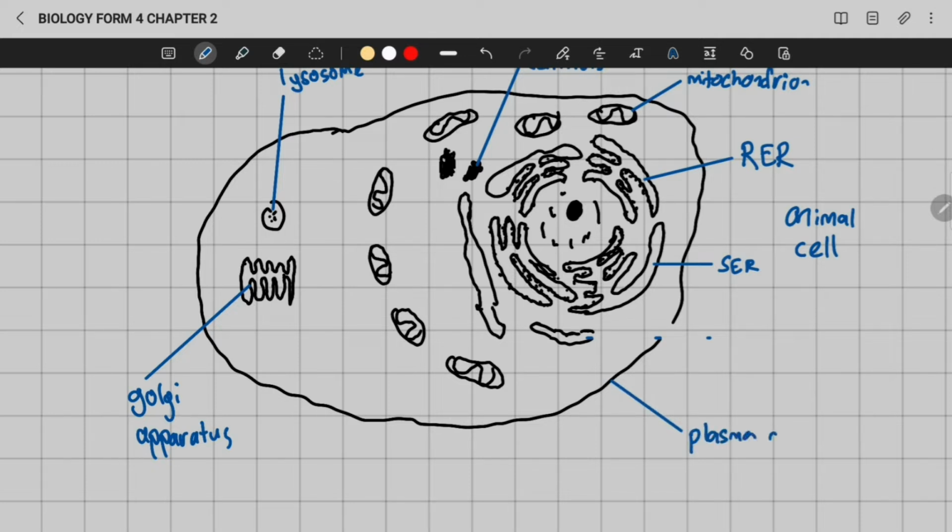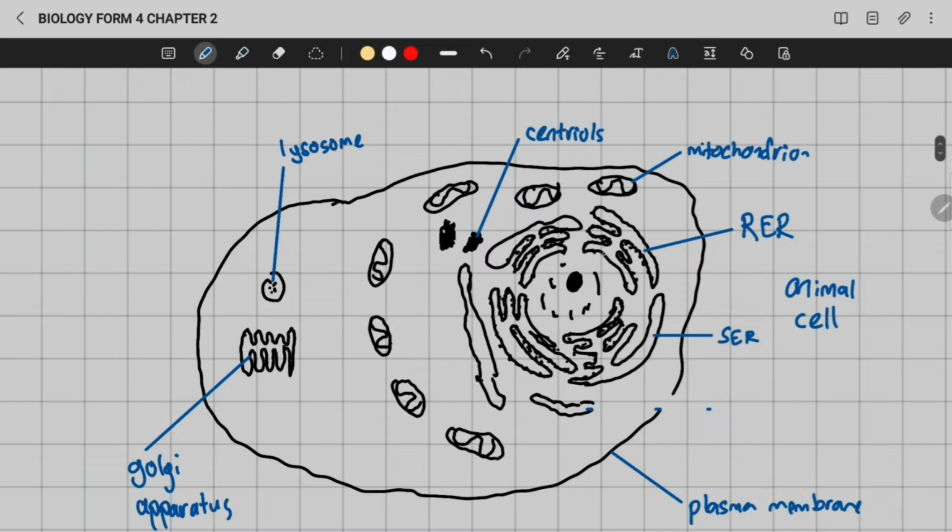I'm sure that before this, some teachers or books refer to it as the cell membrane, but to standardize the usage of the term, I really recommend using the term plasma membrane.